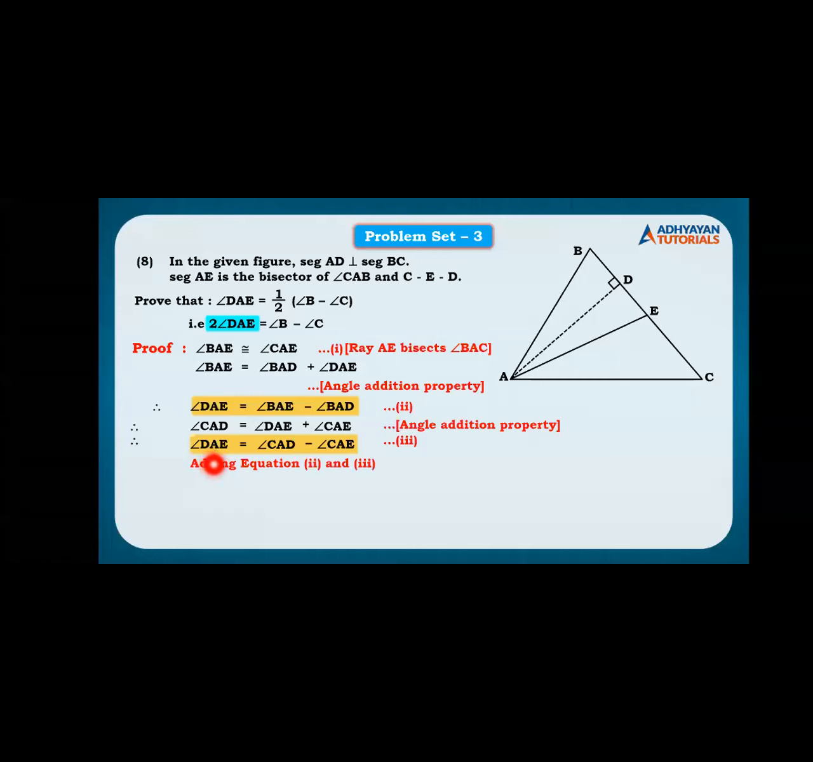So when equations are added, the left hand side is added up with the left hand side. The entire right hand side is added up with the right hand side. So that becomes DAE plus DAE is equal to angle BAE minus angle BAD plus angle CAD minus angle CAE. I hope this much is clear. Now children, on the left hand side, what we have is what we needed. DAE plus DAE, we can write it as 2 times DAE. But on the right hand side, I don't see anything which I need. I've just copied everything as it is.